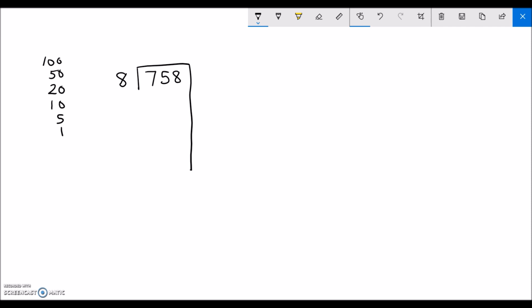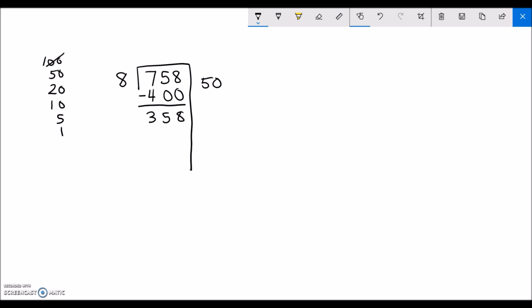You could start with a higher amount if you wanted to, but I'm going to start with 50 because I can think about 8 groups of 50. And I know that that is 400. In my mind, I did 8 times 5, which is 40, and then I shifted my place values over because I have that extra 0. So 8 times 50, or 8 groups of 50, is 400, and that's what's being removed from my bank account. Now I have $358 left.